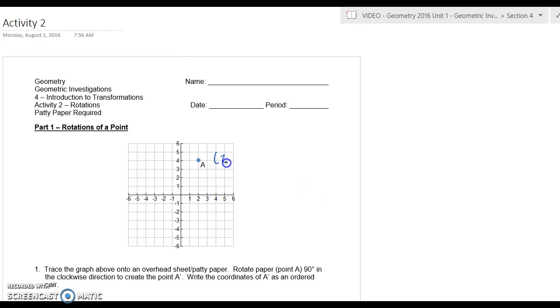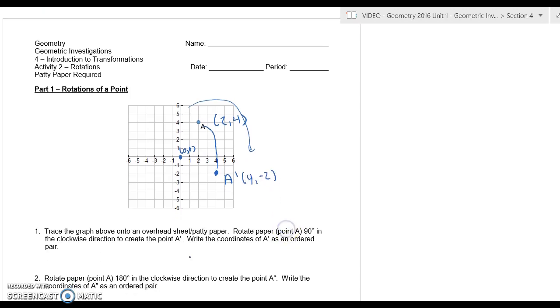But we have the point here (2, 4), same one that we had before. And now what we're going to do is rotate this point A 90 degrees in the clockwise direction around this point here, which again is the origin (0, 0). So when I rotate it 90 degrees, I'm basically going to turn this whole coordinate plane 90 degrees. And when I do that, my point will end up here. So we have A prime at (4, -2).